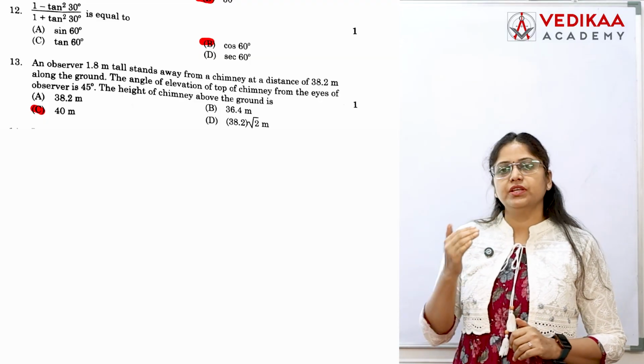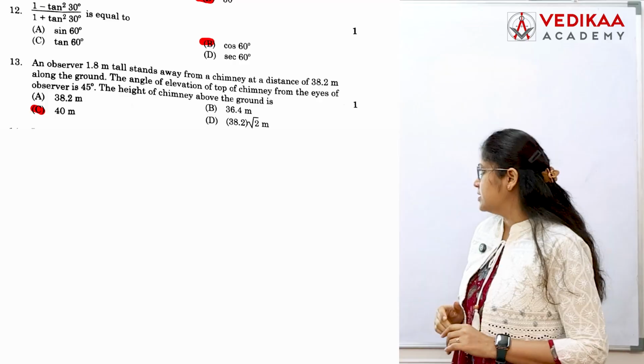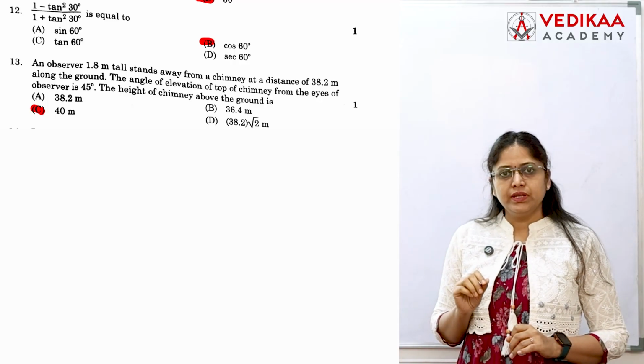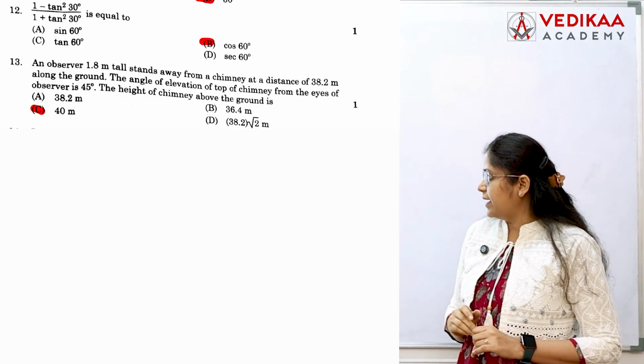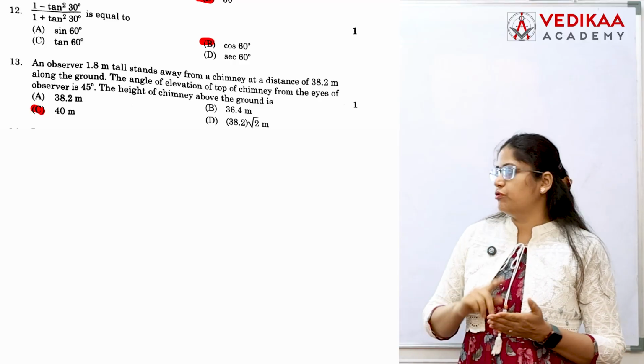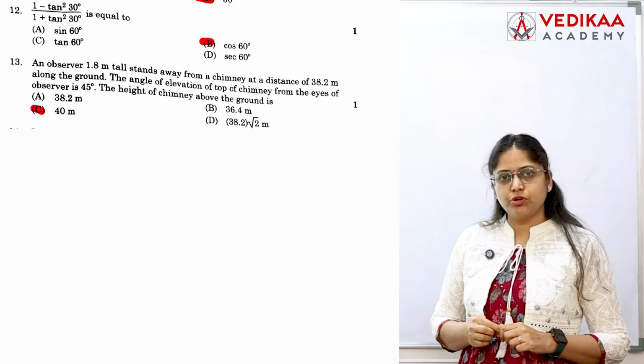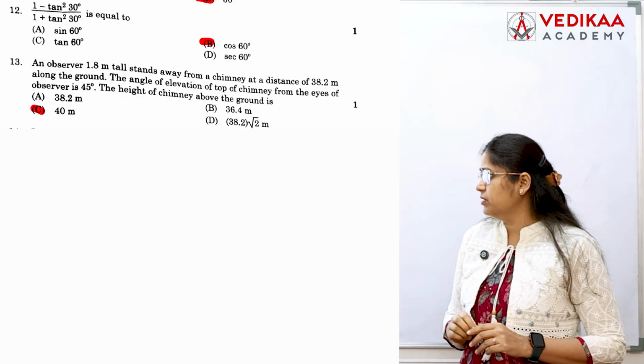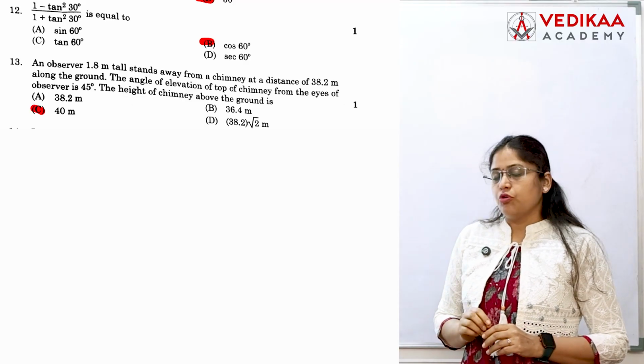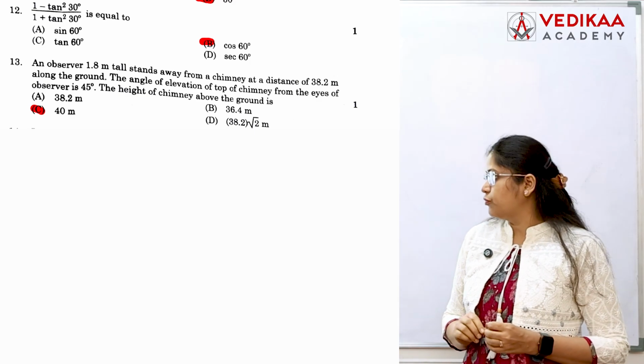So the height of the chimney from the eyes of the observer is coming out to be 38.2, and here it is asked for the height of the chimney above the ground. So you have to add 1.8 also to the 38.2. So the correct option is 40 meter. So question number 13, correct option is C, 40 meter.